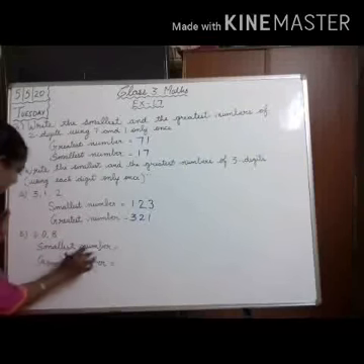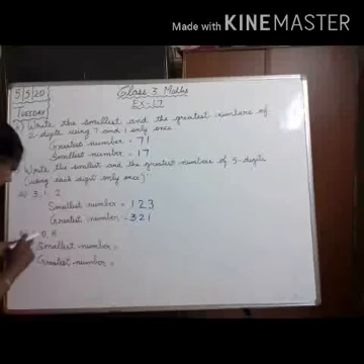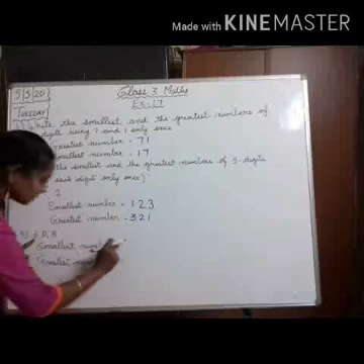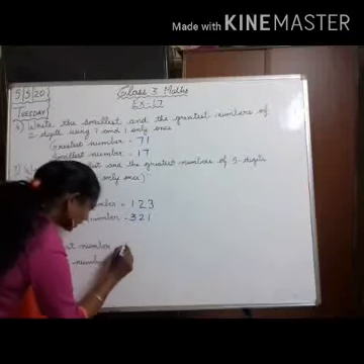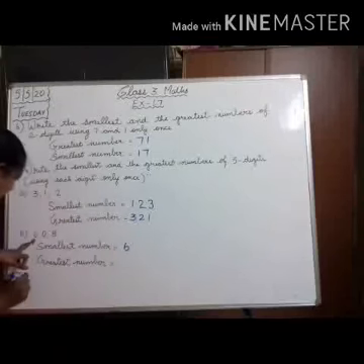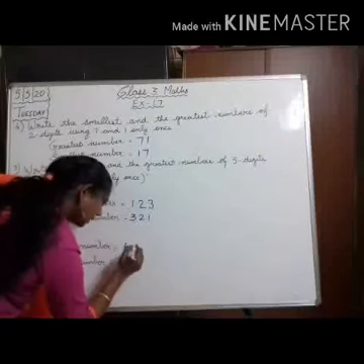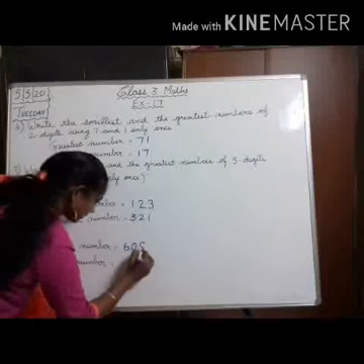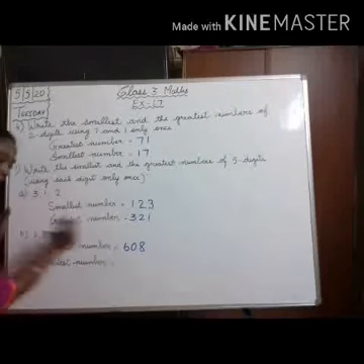First, the smallest number. Which is the smallest number here? 0, but we should not write 0 in the first place. So we are going to take the next digit, 6. In the second place we can put 0. 608. This is the smallest number.